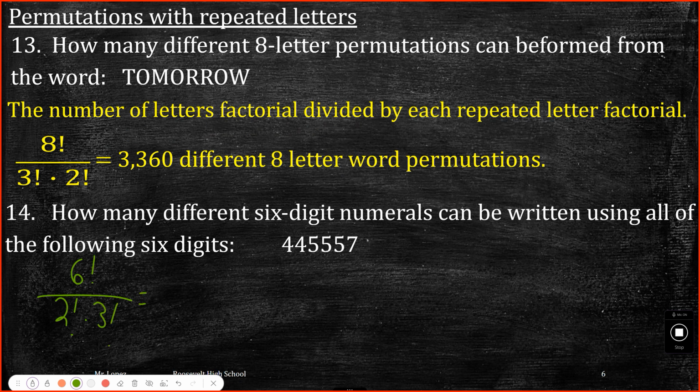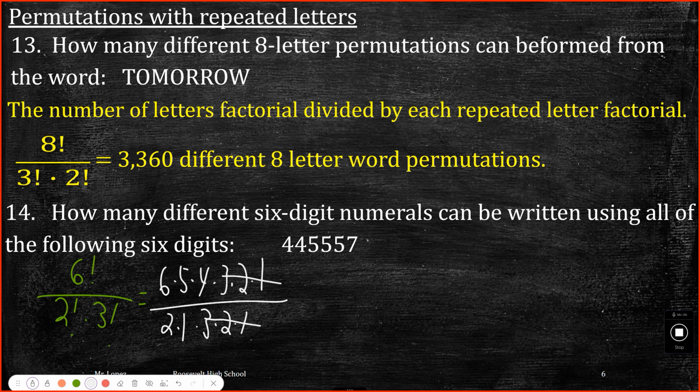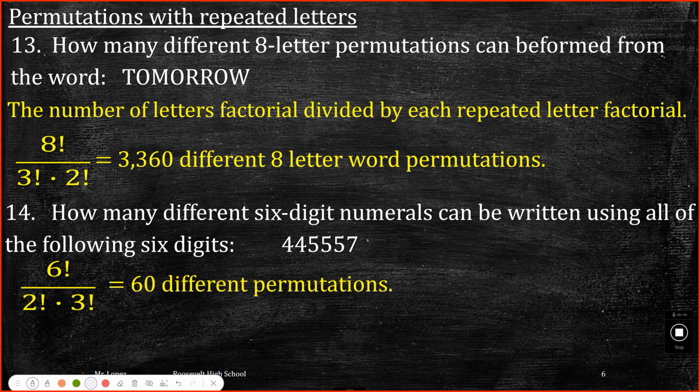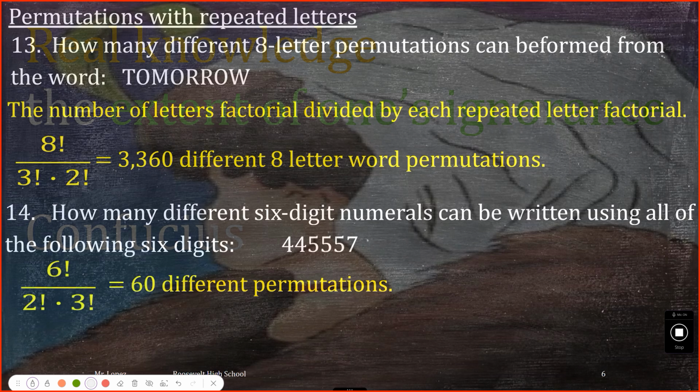And if I try to do this without a calculator, you would do 6 times 5 times 4 times 3 times 2 times 1 over 2 times 1 times 3 times 2 times 1. 2 times 1 is 2. 2 going into 4 makes it 2. 60. This is 60, no? 60 different permutations. All right.